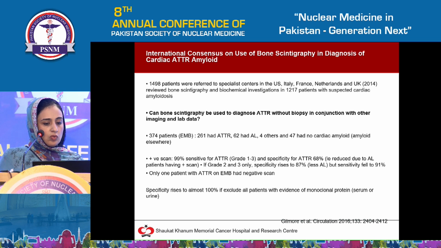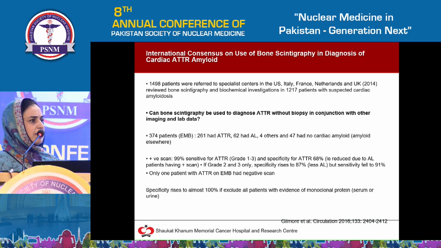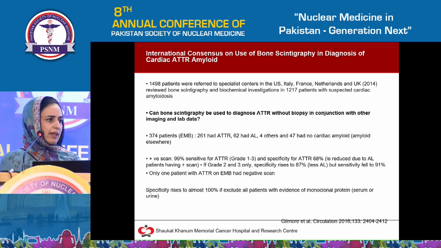Now, if we just looked at grade 2 and 3, the specificity rose to 87%, but the sensitivity reduced to 91%. There was only one patient with ATTR on endomyocardial biopsy who had a negative scan. When they looked at that biopsy, there were very few scattered deposits of amyloid, and even the interventricular septum thickness wasn't very thick, it was 10 millimeters. So specificity rises to almost 100%. It becomes 100% specific for ATTR if you exclude patients with monoclonal proteins in the serum or urine.